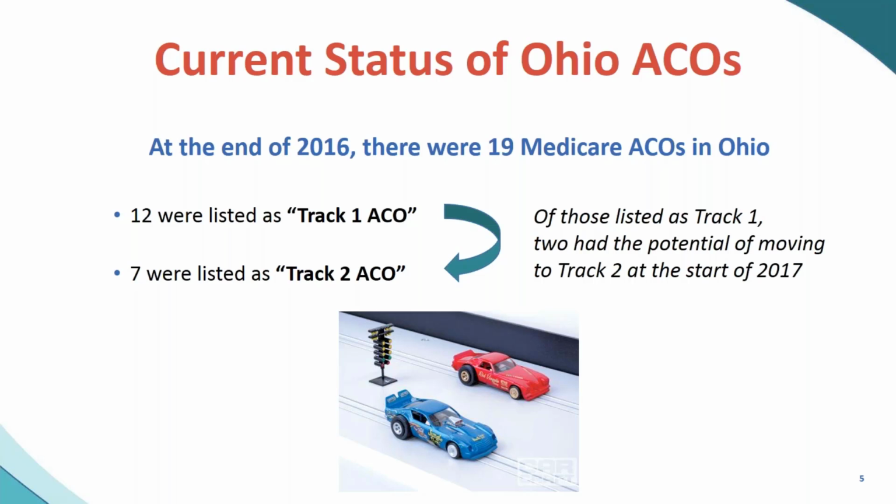We can draw a line between the 12 and the 7 because the 12, Track 1, is a MIPS APM. It's a non-risk-bearing ACO. The 7 that are Track 2, they are risk-bearing, so they are considered an advanced APM. There's a new option that's out there that's called Track 1 Plus. That has a minimal risk-bearing feature within the ACO that then does make it an advanced APM. But that is something that will just be coming available to you all in your organizations to consider participating in at the beginning of 2018.